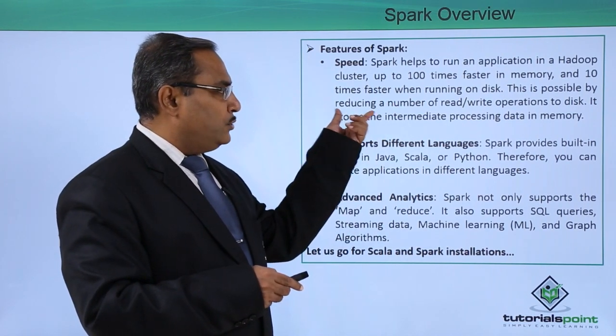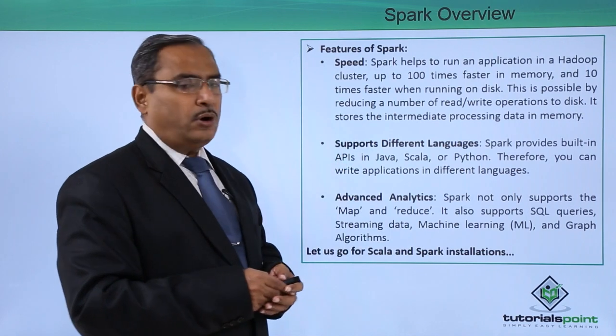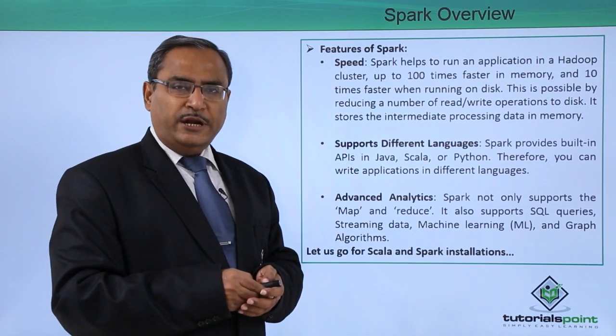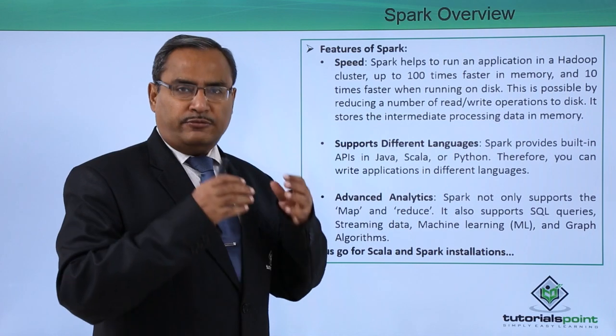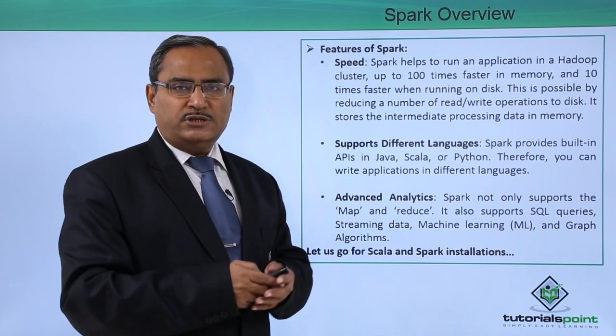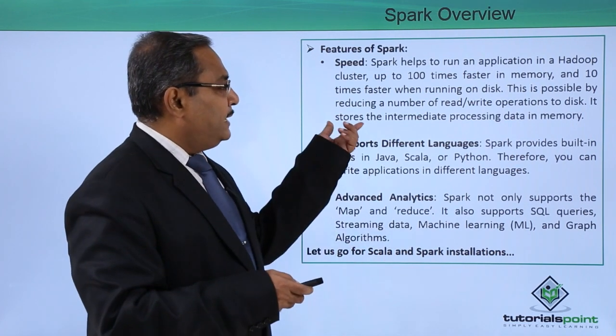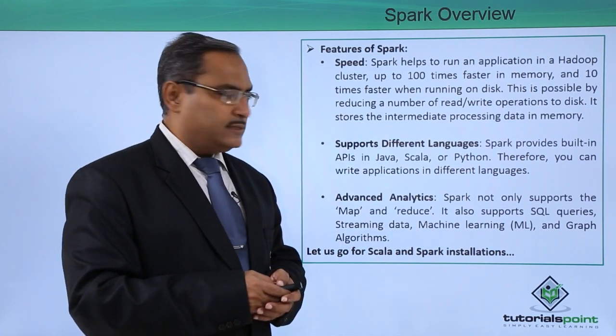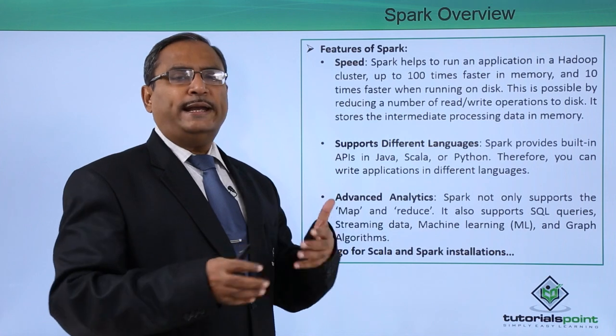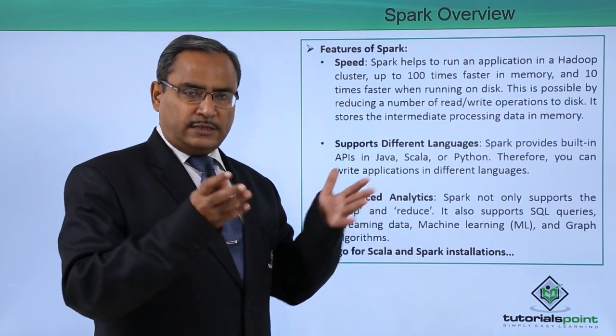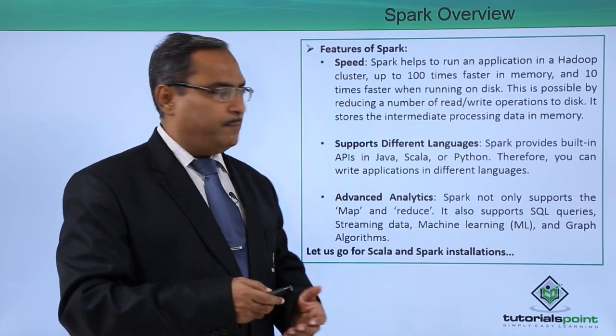This is possible by reducing the number of read-write operations on the disk, because we know that if you can reduce the read-write operations on the disk, the process will execute faster. That's why we have done this in memory. And it stores the intermediate processed results also in the memory. So when the intermediate processing is done, the result thus produced will also be kept in the memory.